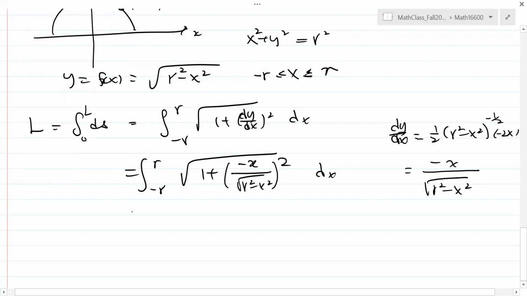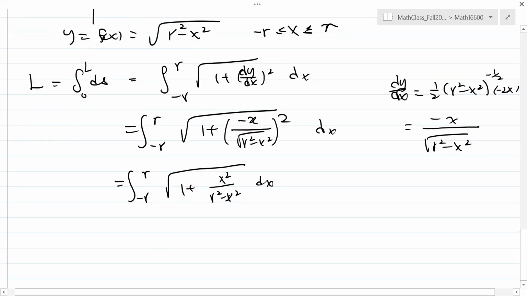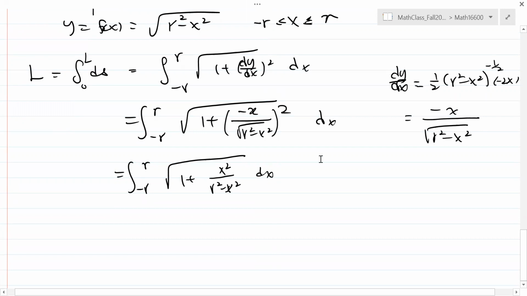All right, so let's simplify it. When you add them together, the numerator is just r squared. So you get r over the square root of r squared minus x squared dx, after you simplify, because r squared minus x squared plus x squared is r squared. The square root of r squared is just r.